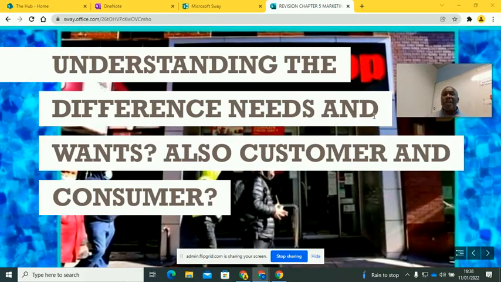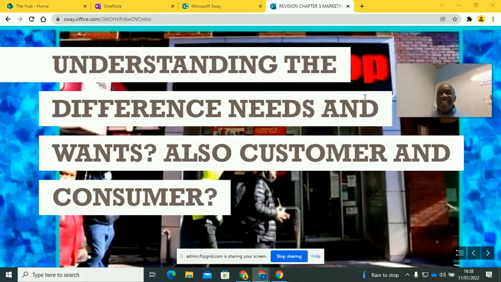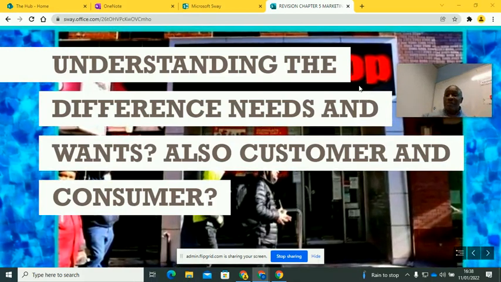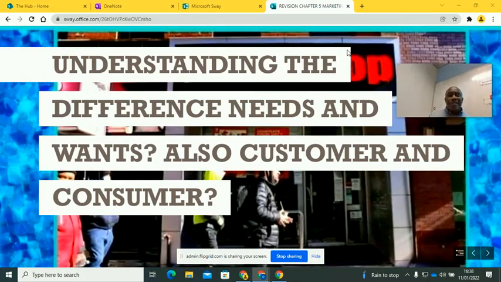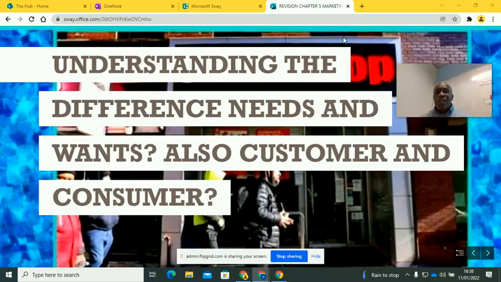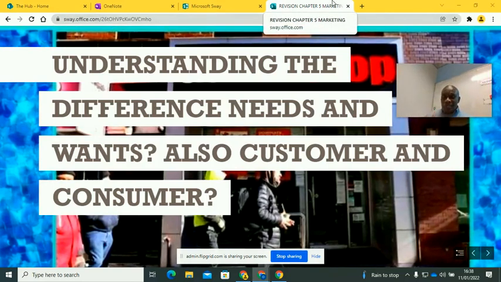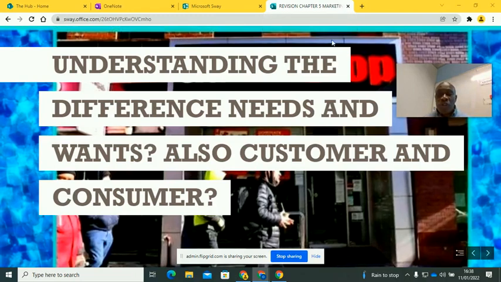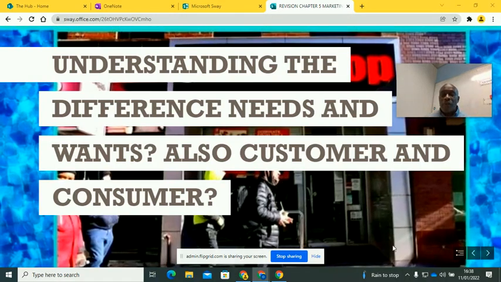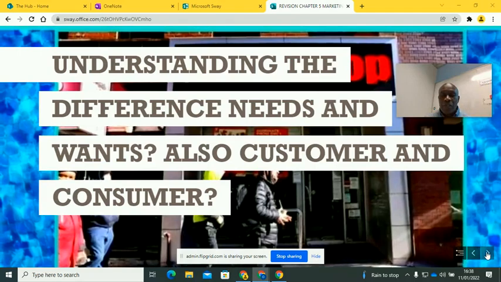Just imagine you're buying a present for your friend. So you go to New Look, you buy a present, you give it to your friend. Your friend doesn't shop in New Look, but she takes what you're offering her and she uses it. She's a consumer, but she's not a customer. So know the difference, and the difference between needs and wants. Very important concept in marketing that you need to know.